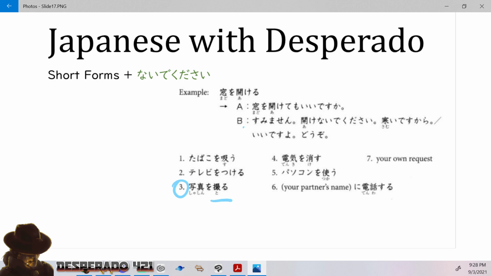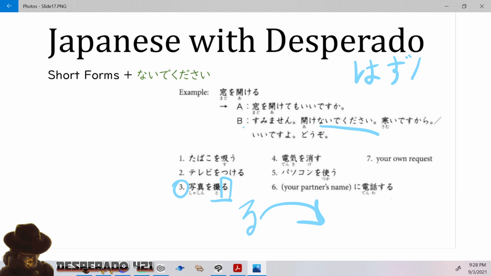Sumimasen. Is that just tonai de kudasai? No, this is a u verb. So toru becomes toranai de kudasai. Very good. And why would you not want your picture taken? What would be a good reason? I'm shy. Very good.